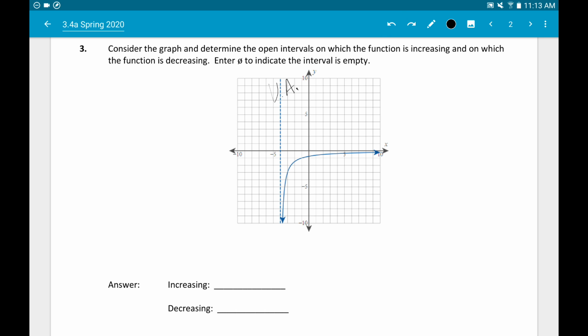So as far as increasing goes, this graph's going upward as we move left to right. But again, it can't go any further to the left than -4. So we would say it's increasing from -4 to infinity. And again, we don't have anywhere on this graph where the graph's going downward like so. So no decreasing interval. So that's going to be, again, our empty set symbol.